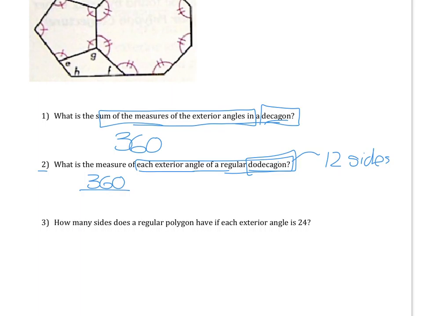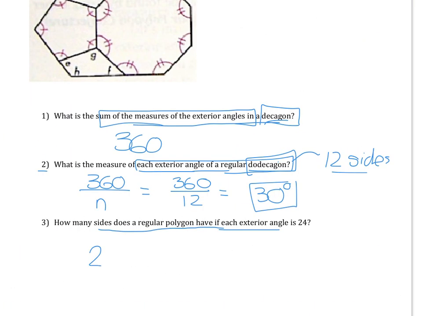So each exterior is 360 divided by n. So we're going 360 divided by the number of sides. So each exterior would be 30 for the 12-sided figure.